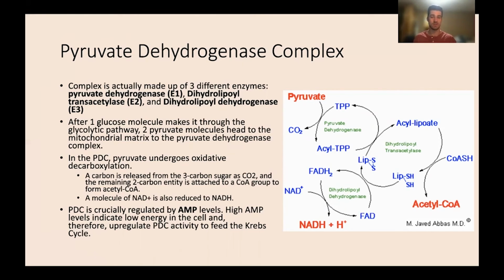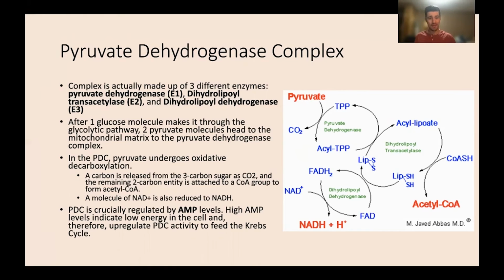So the complex is actually made up of 3 different enzymes, what we refer to as the pyruvate dehydrogenase complex. So there's E1, E2, and E3. So E1 is also known as pyruvate dehydrogenase, E2 is dihydrolipoyl transacetylase, and E3 is dihydrolipoyl dehydrogenase.